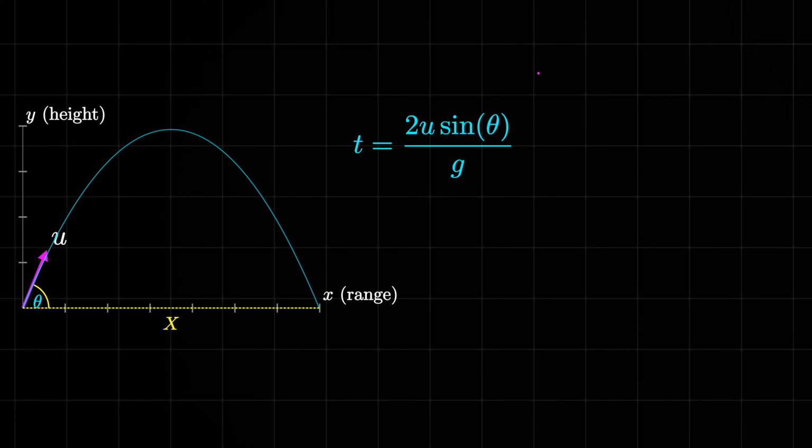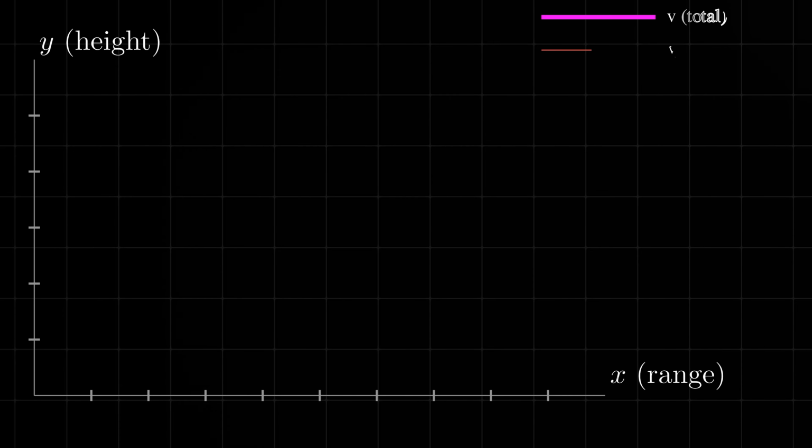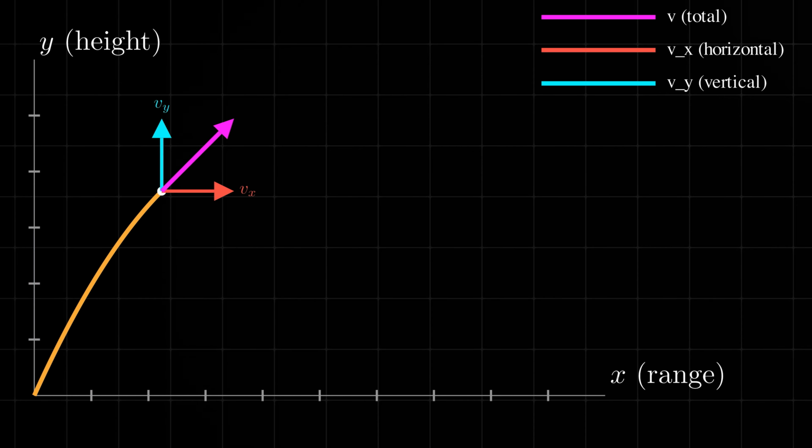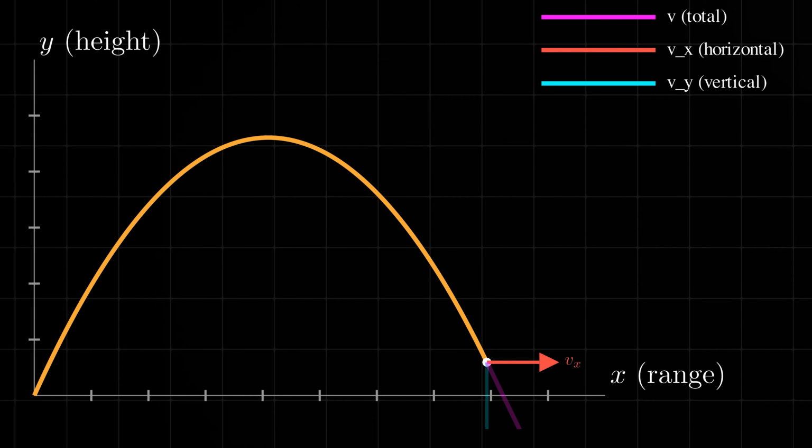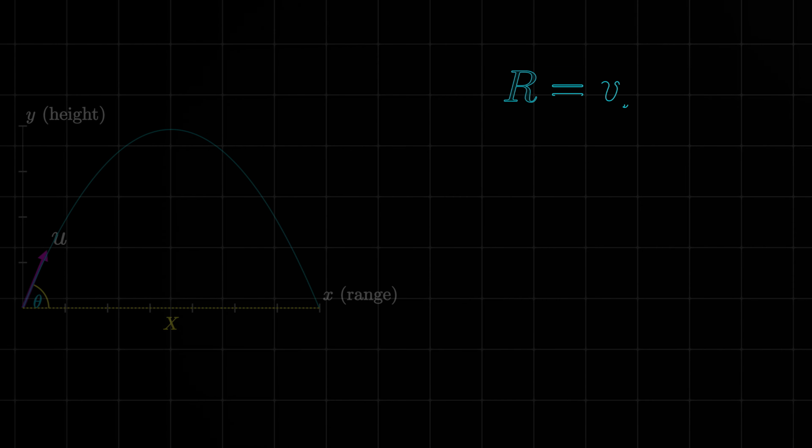We know the time it takes for the projectile to land back on the ground. Now let's look at the projectile from another angle. If you look closely, you'll find that the horizontal velocity always stays constant. This means that the horizontal distance covered by the projectile would simply be the horizontal velocity times time, with the horizontal velocity being u cos theta.